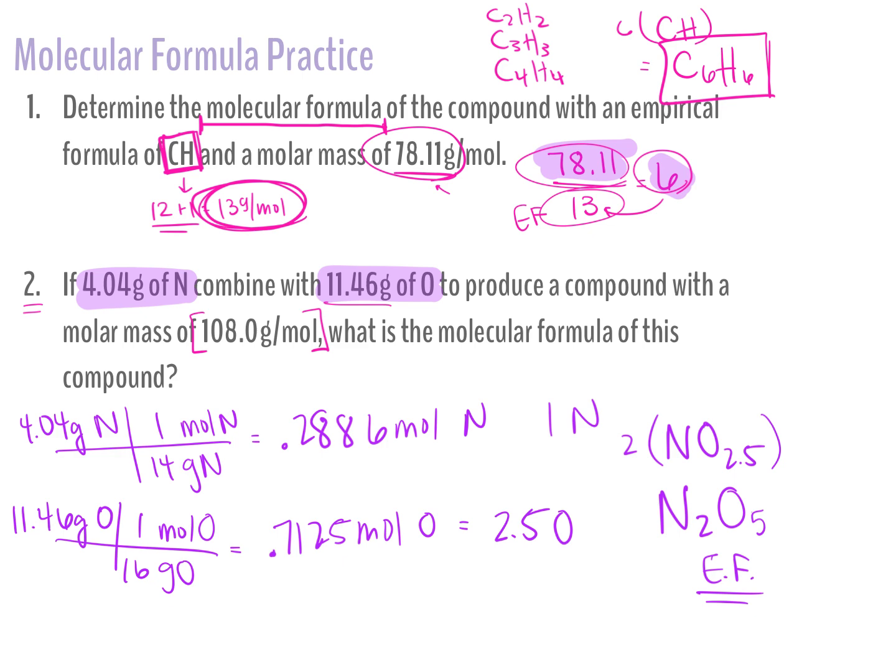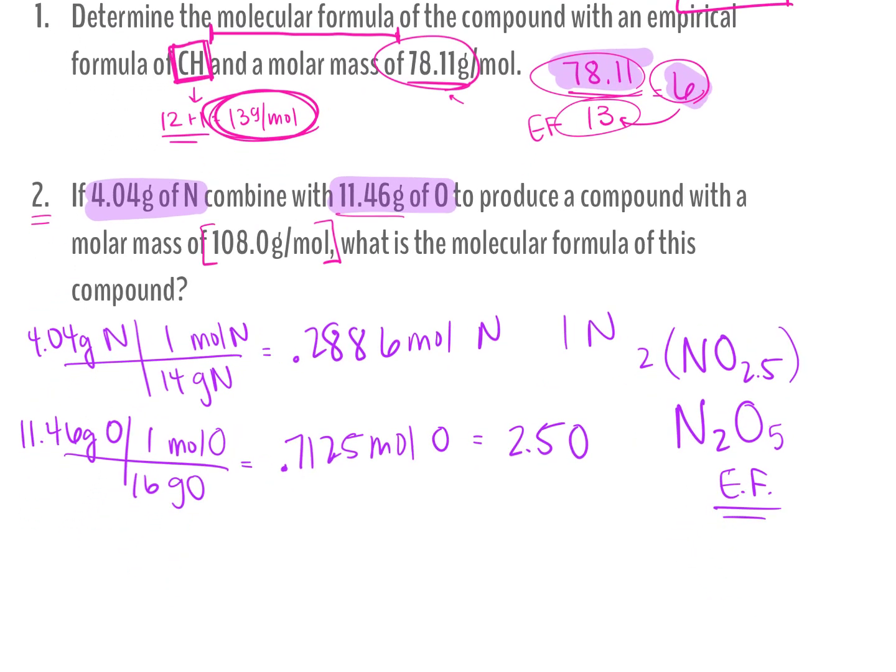N2O5. Thank you. So let's find out, what does this one weigh? What does my empirical formula have a mass of? So 14 times 2 plus 16 times 5. This gives me 108 grams per mole.